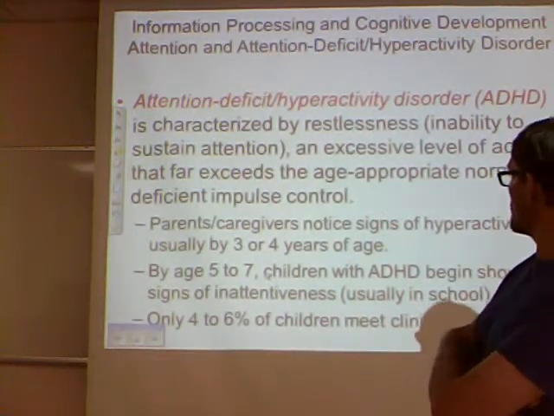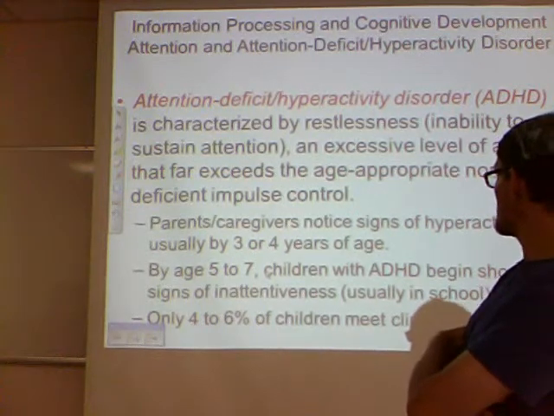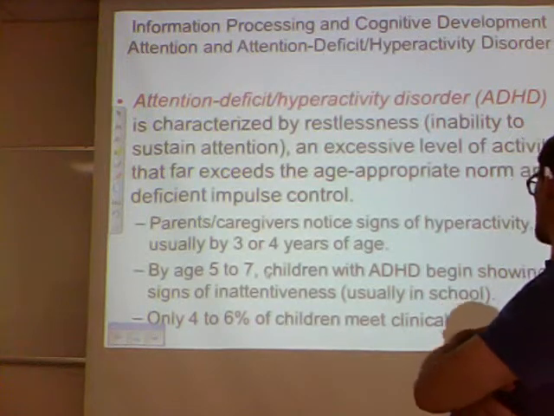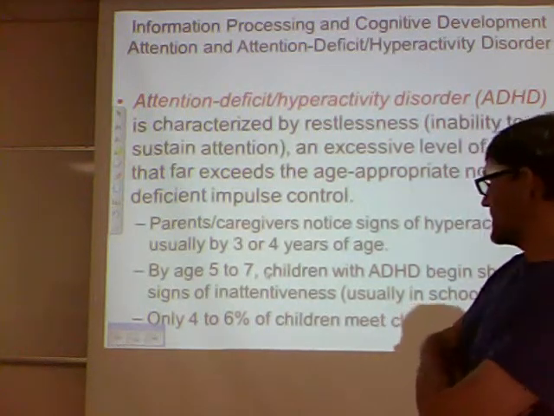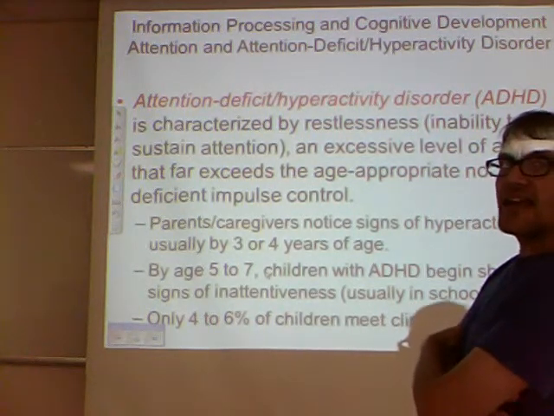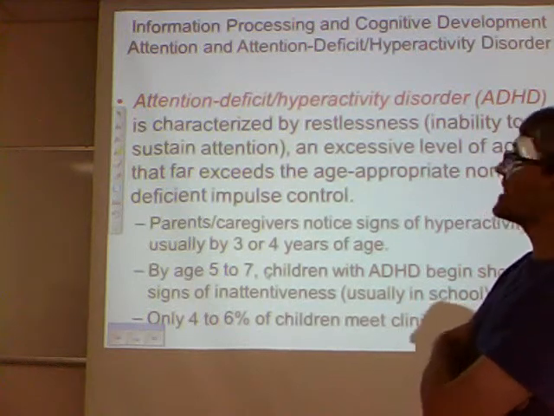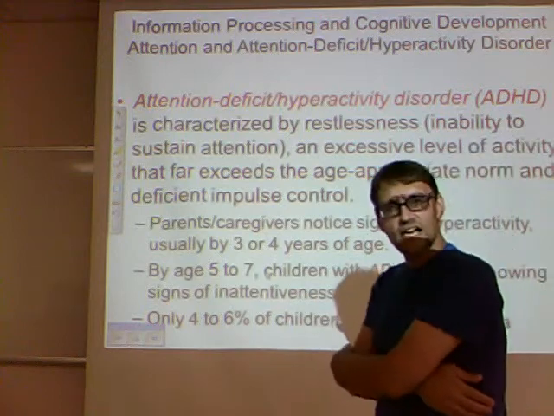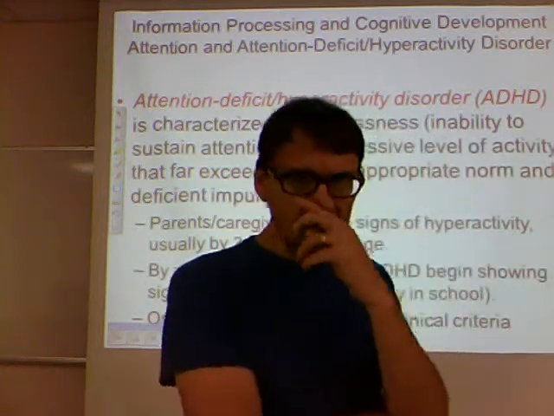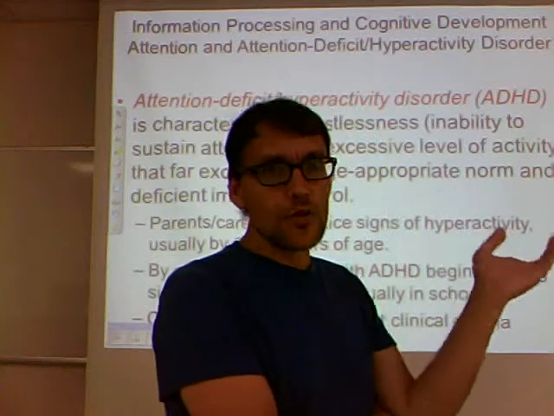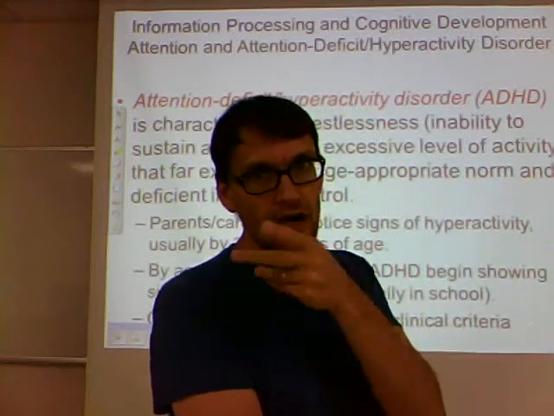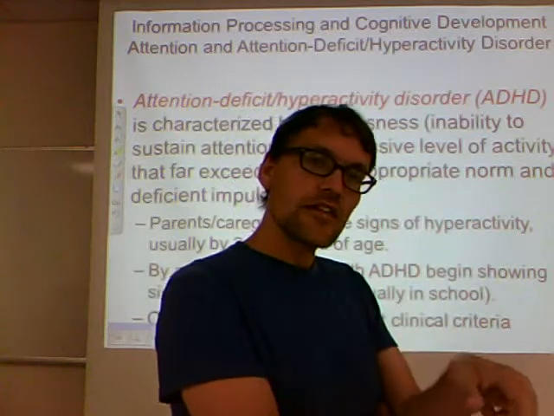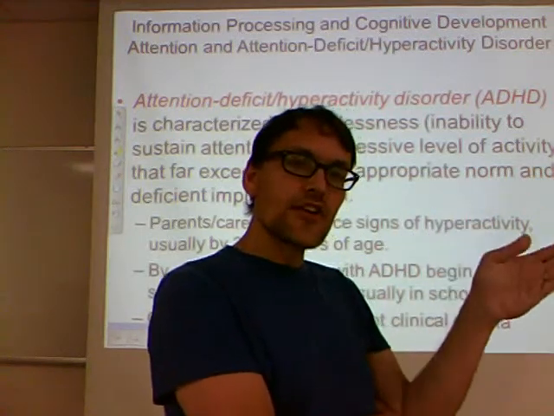By age 5 to 7, children with ADHD begin showing signs of inattentiveness, usually in school. And only 4 to 6% of children meet the clinical criteria, okay? 4 to 6%. Just like with any disorder, it's almost never a case of yes or no. I think we talked about this in Subway South. It's not a matter of yes or no. Yes, you have ADHD, and no, you do not. Yeah, we did this one back when we talked about fetal alcohol syndrome. Instead, it's a matter of degree.